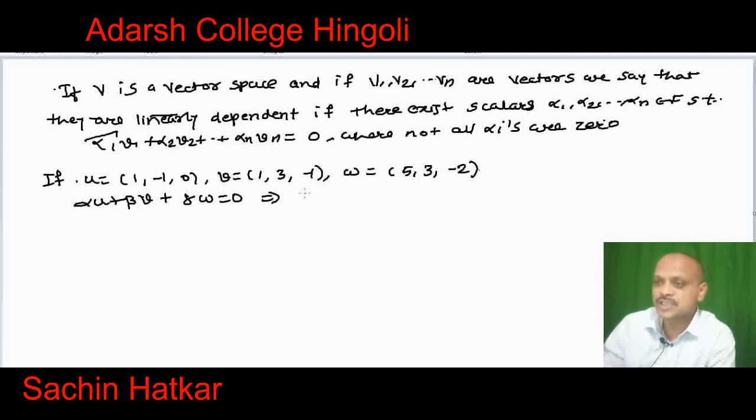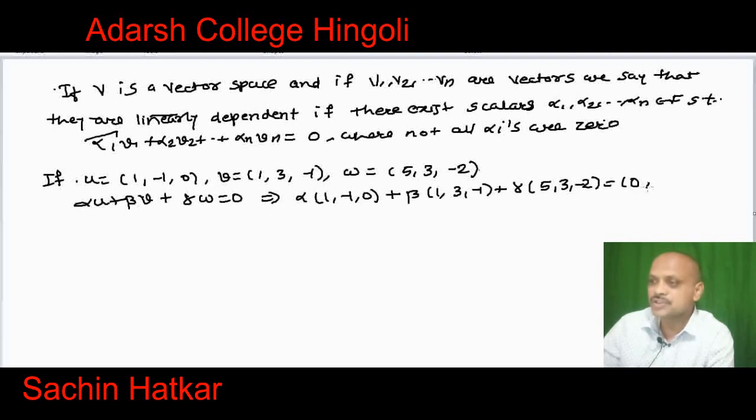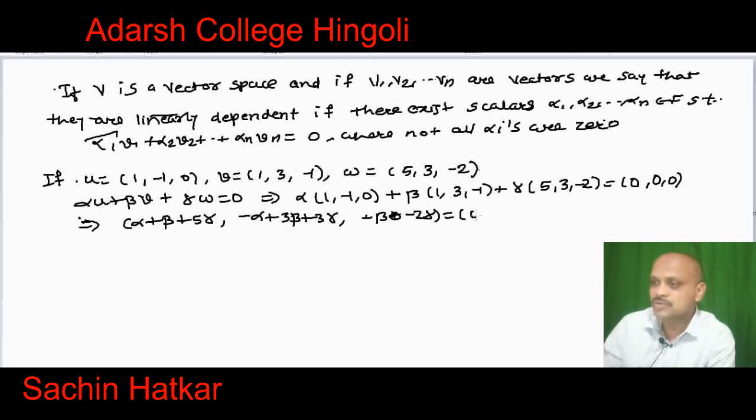Then substituting the values, alpha into 1 comma minus 1 comma 0 plus beta into 1 comma 3 comma minus 1 plus gamma into 5 comma 3 comma minus 2 equal to the 0 vector. It is an ordered triple, therefore we should take 0 comma 0 comma 0. And you know how to multiply scalars by vectors. Then we get alpha plus beta plus 5 gamma comma minus alpha plus 3 beta plus 3 gamma comma minus beta minus 2 gamma equal to 0 comma 0 comma 0.